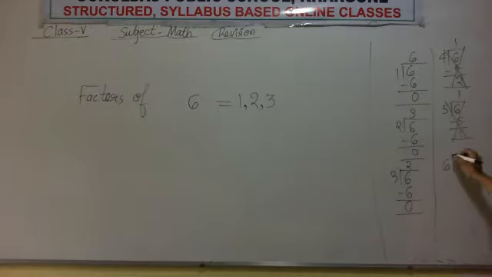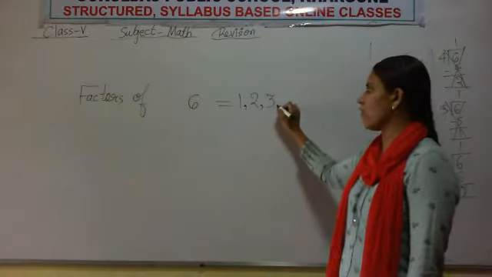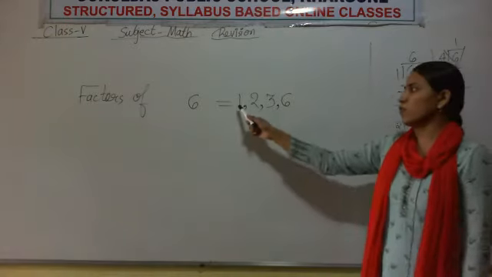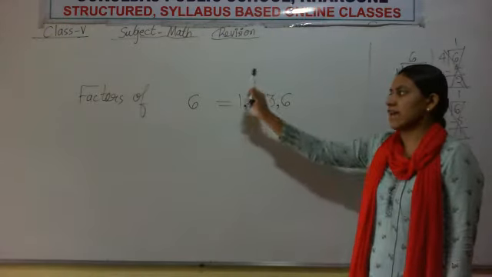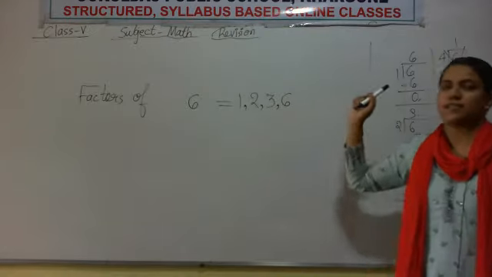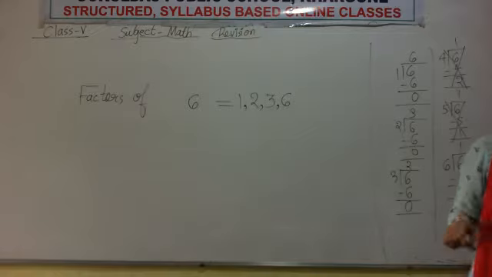Now let us divide 6 by 6. 6 ones are 6. 6 minus 6 is 0. As remainder is 0, we conclude that 6 exactly divides 6. It means 6 is a factor of 6. So here the numbers 1, 2, 3 and 6 exactly divide number 6. It means 1, 2, 3 and 6 are factors of number 6.